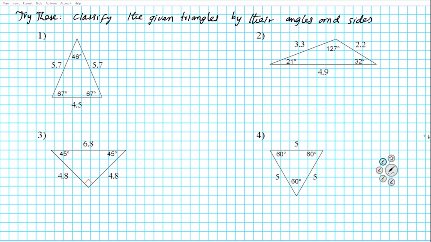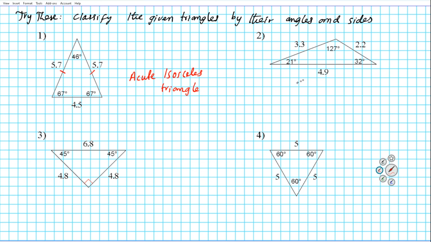All right, welcome back. So hopefully you had a chance to try out the given problems. Let's take a look at the answers to these questions. So the first one is an acute isosceles triangle. If that's the case, we have these two sides right here that are congruent and all the angles are less than 90 degrees.